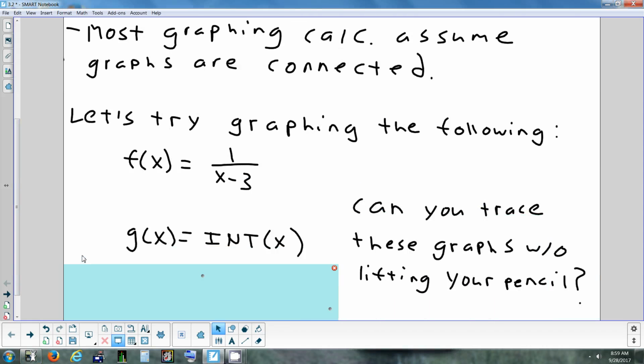Okay. How about that one? That's the step function. Could you trace the step function without lifting your finger off the graph? No, right? The step function is like a series of horizontal lines. Looks kind of like this. It's broken. You have to jump from step to step. So, no.